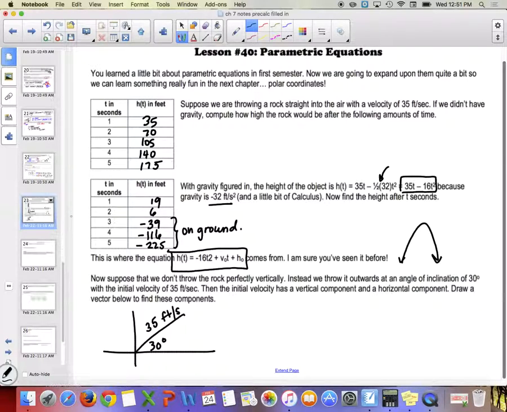But we have 2 components to that. We have a vertical component, the one that's moving up and down, that's affected by gravity, and we also have a horizontal component. We want to know how far the rock is going to travel. So what we end up doing is we break it into 2 different things, and we'll often call these Vy and Vx.